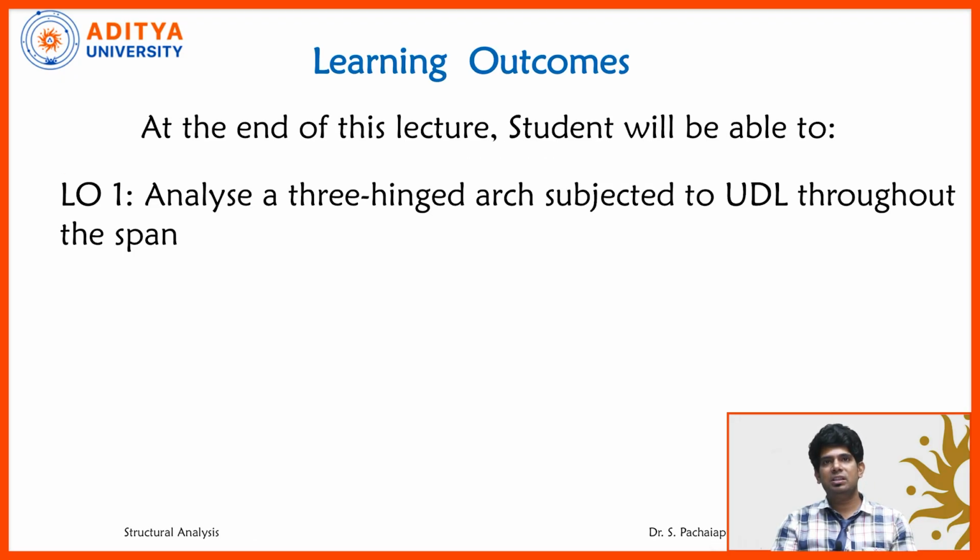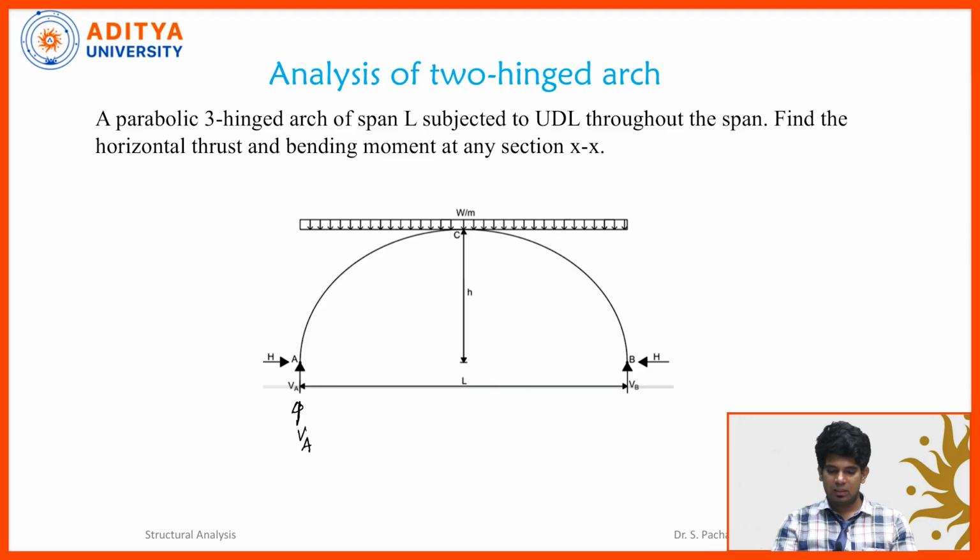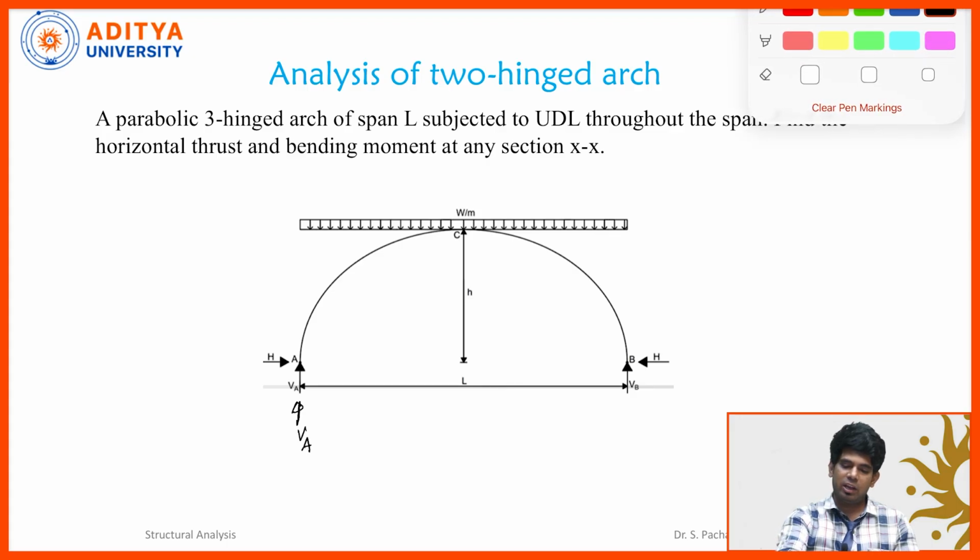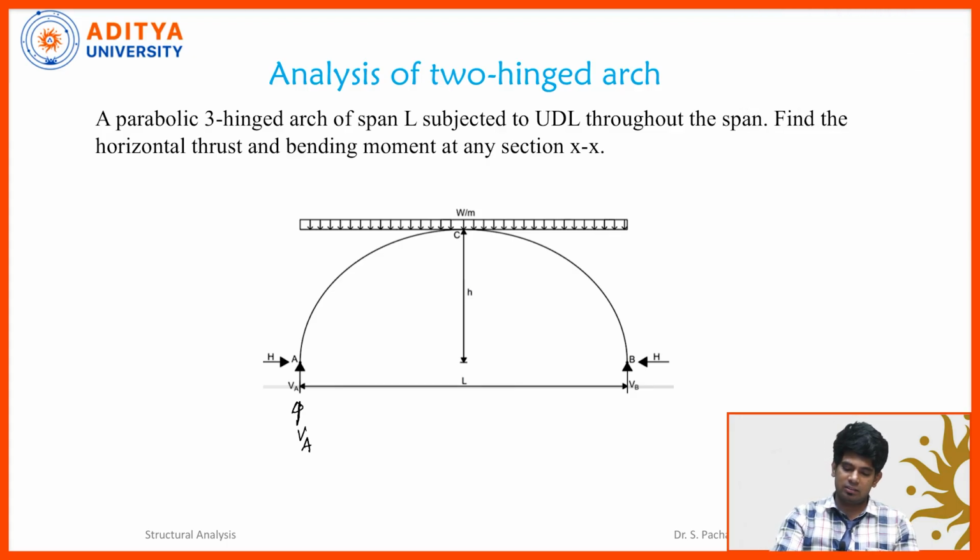At the end of the lecture, students will be able to analyze 3 hinged arches subjected to UDL throughout the span. So this is the beam, this is the 3 hinged arch. First of all, I will locate where the hinges are located. We have one hinge at the support A, a hinge at the crown, and a hinge at the support B. That's why it is called a 3 hinged arch.